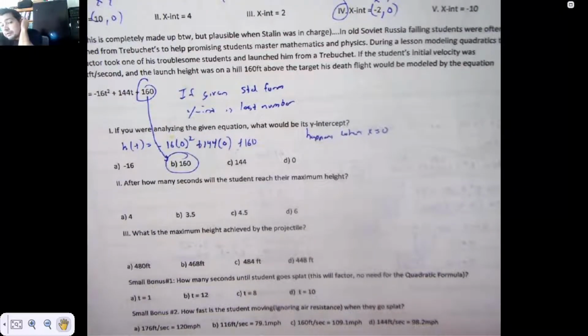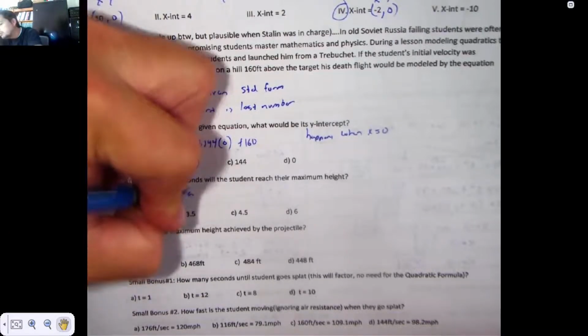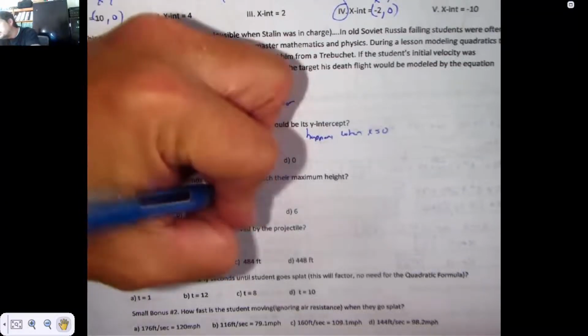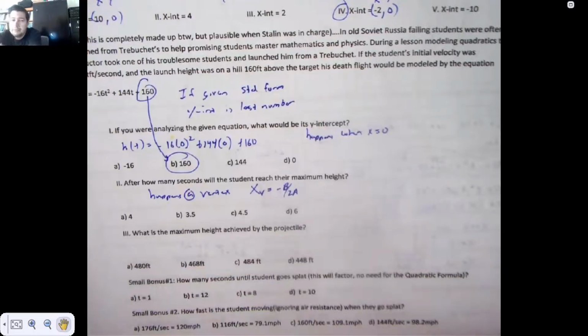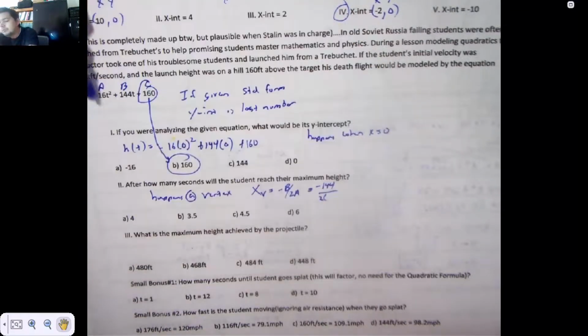How many seconds will a student reach their maximum height? And this is an Algebra 1 standard. This happens at your vertex. And the x-coordinate of the vertex is found by doing opposite b over 2a. And I really can't help you if you don't know your ABCs. A, B, C. Do it. Opposite b, be negative 144. Over 2a, negative 16. This is negative 144 over negative 32, ends up being 4.5 seconds.